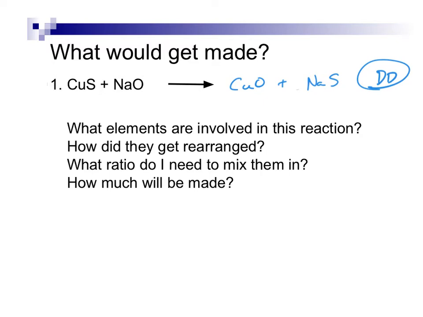To get that, you look if there's any numbers in front of the chemical formulas. Because there's no number here, we assume there's a 1. So I need 1 CuS mixed with 1 NaO, and that's going to give me 1 CuO and 1 NaS. And that's also how you figure out how much chemicals gets made. You look at, well, how many formulas do you have here? I'm going to have 2 chemicals made, 1 of each, because there's no number out in front.